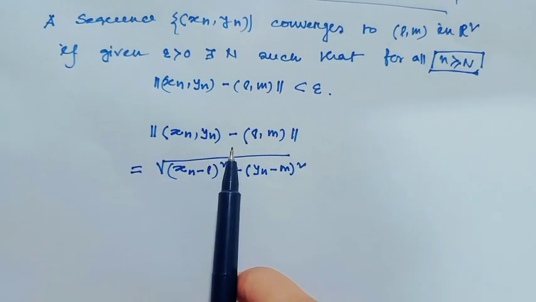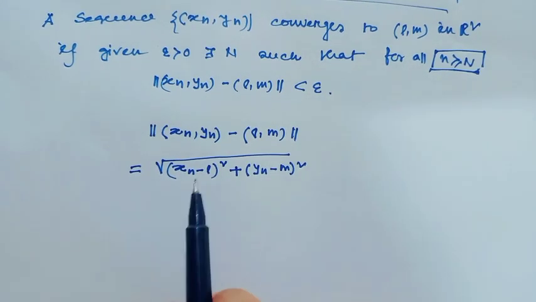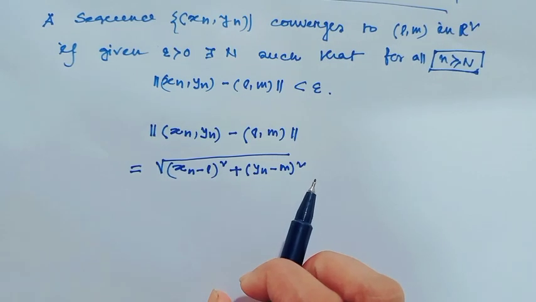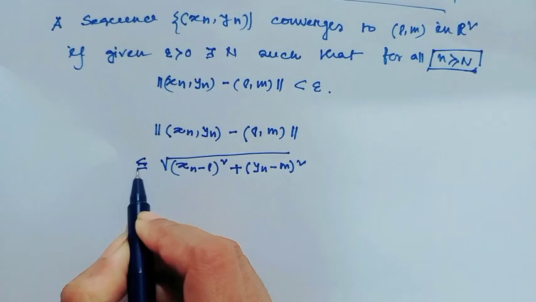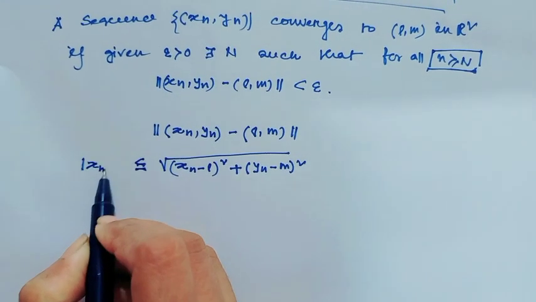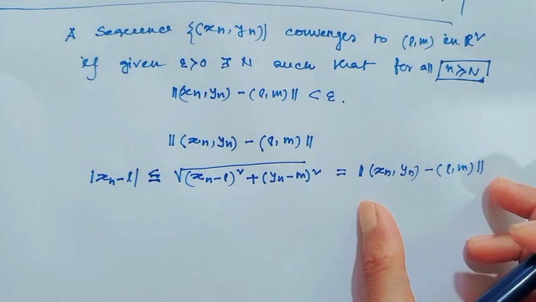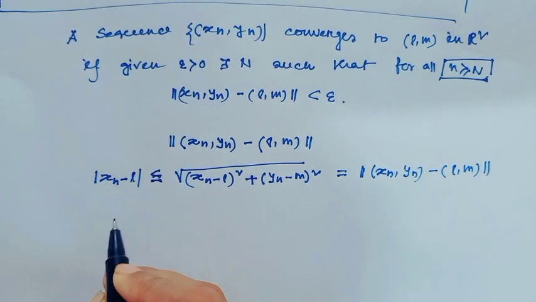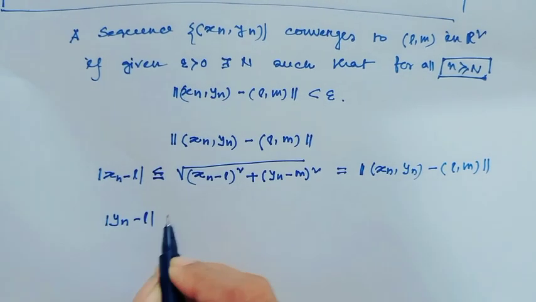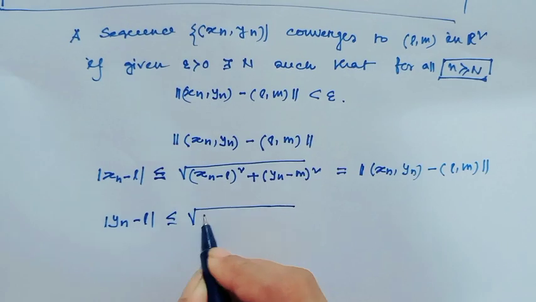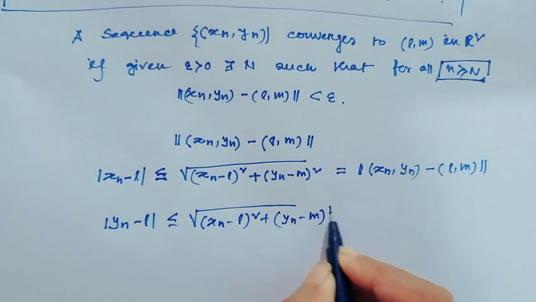Norm of (xn, yn) minus (L, M) in R2 means the square root of (xn minus L) whole square plus (yn minus M) whole square. And obviously this is always greater than or equal to the absolute value of xn minus L. From this expression, this is the same as this. Similarly, we can write that the absolute value of yn minus M is always less than or equal to the square root of (xn minus L) whole square plus (yn minus M) whole square.